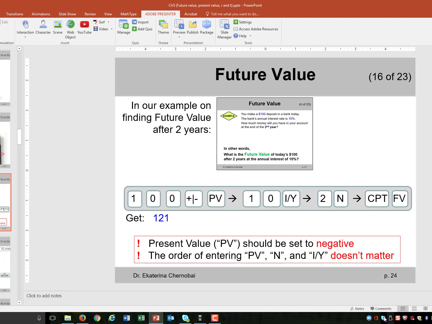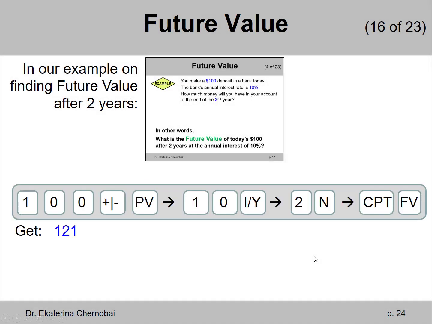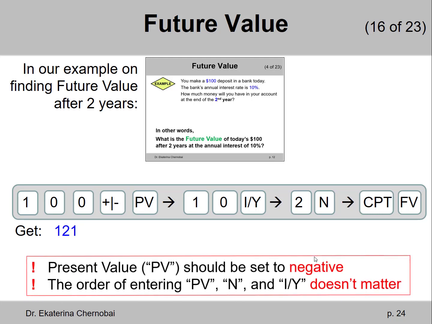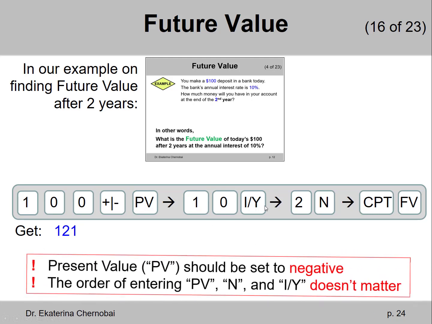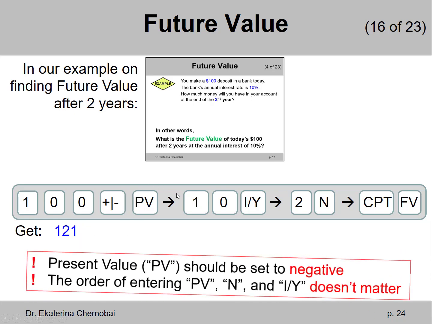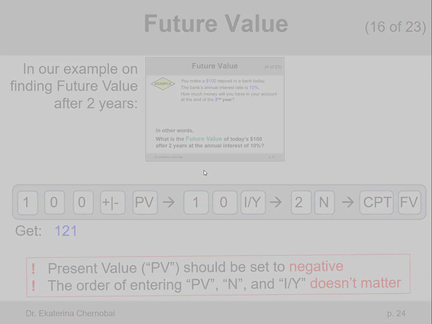Okay, what else is important? The order in which you enter the 3 numbers that are given does not matter. You can put the interest rate first, then the number of years, then the starting amount. It doesn't matter.